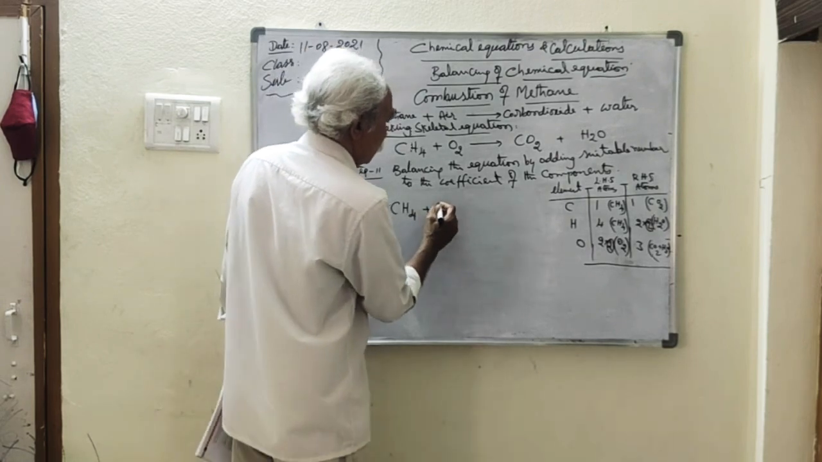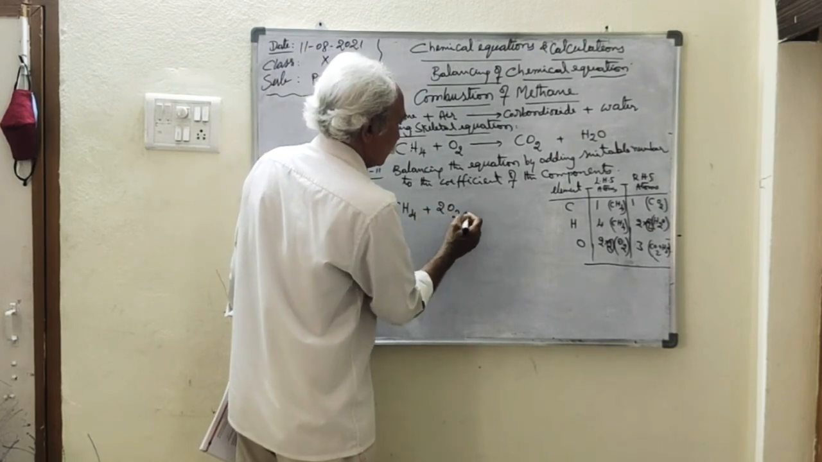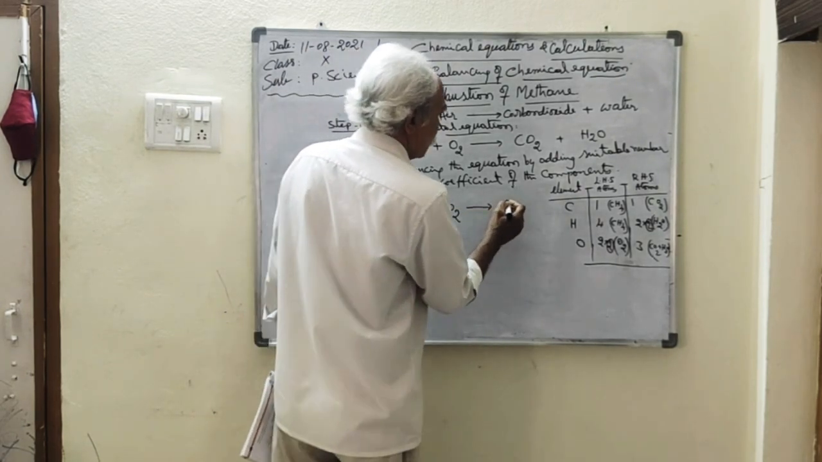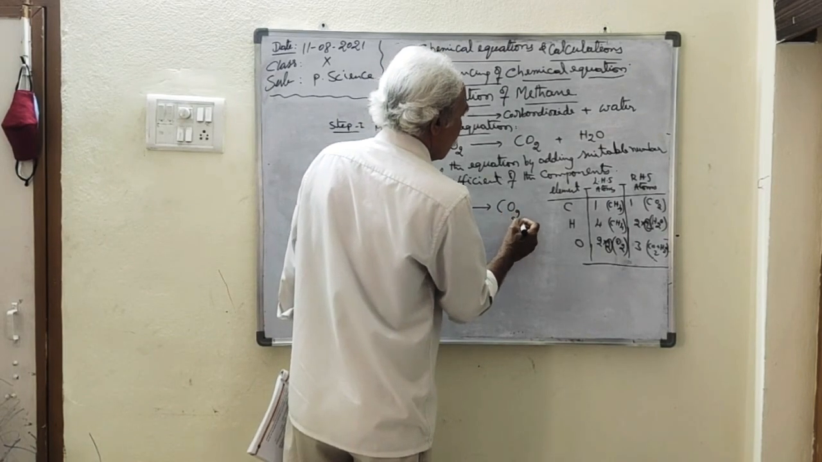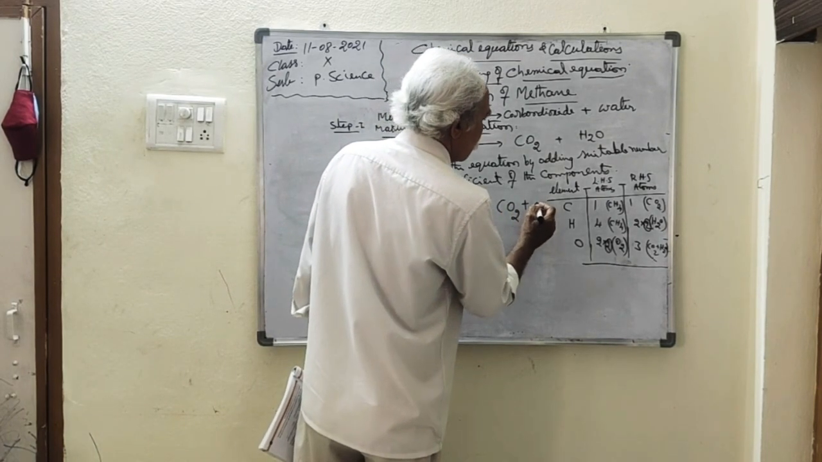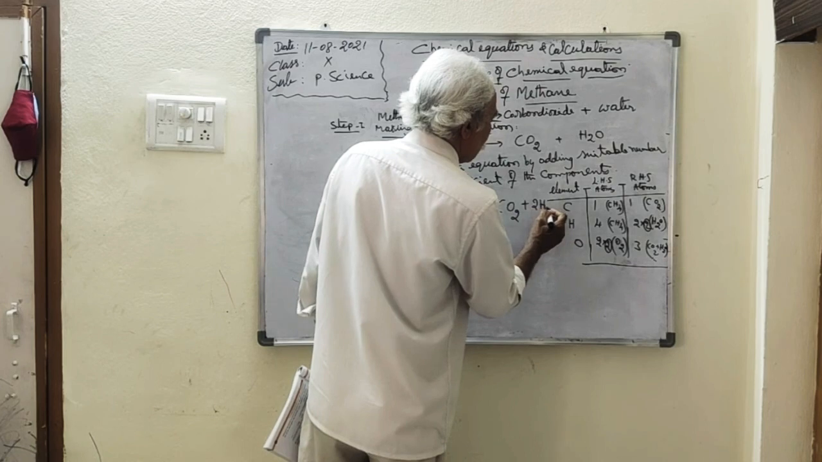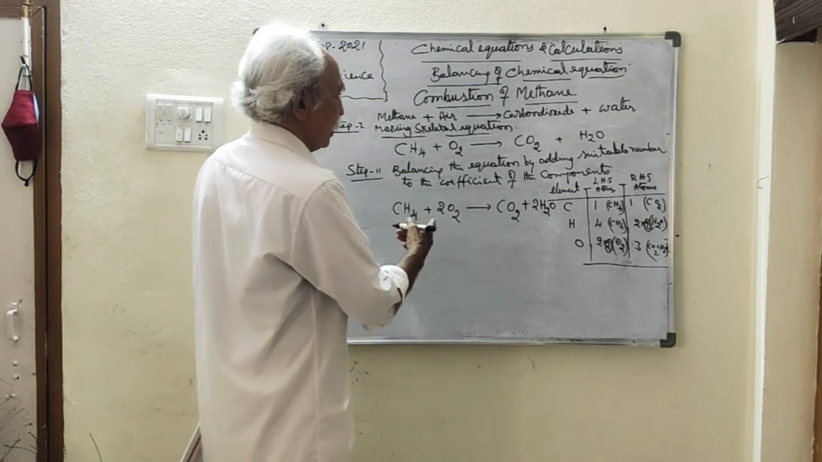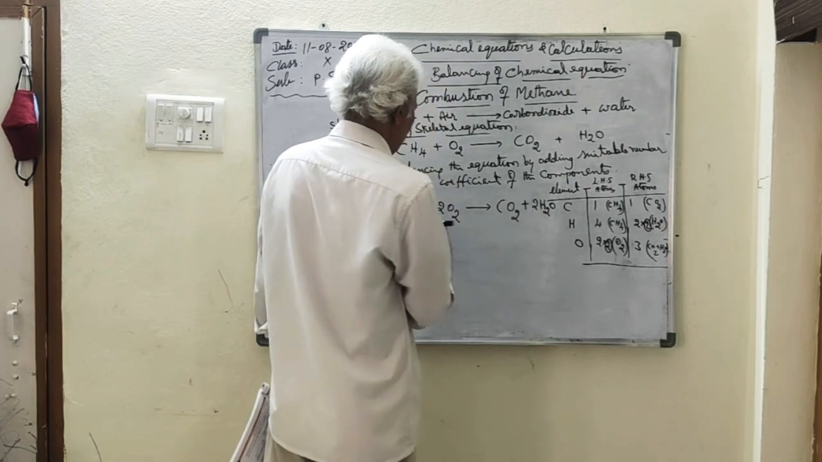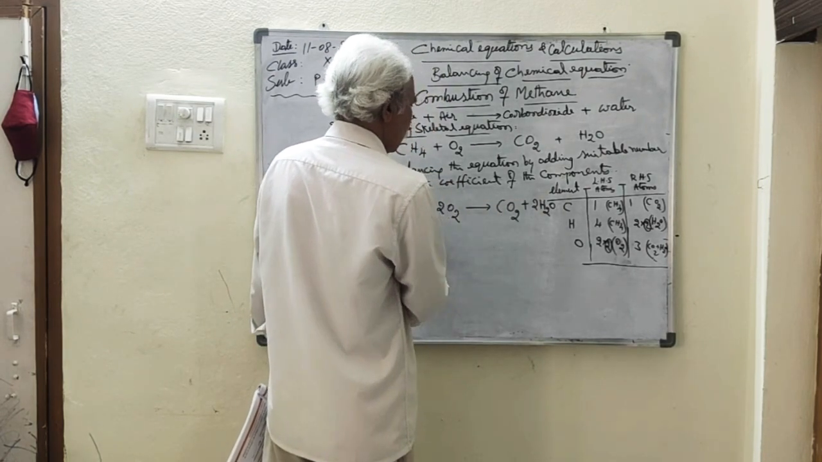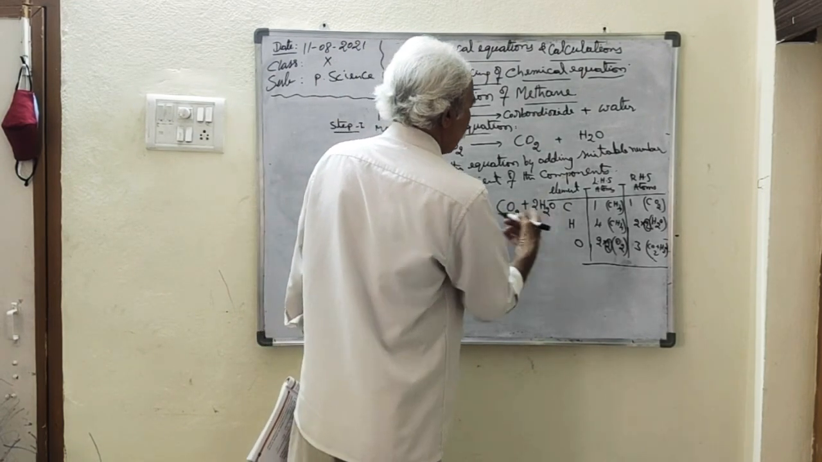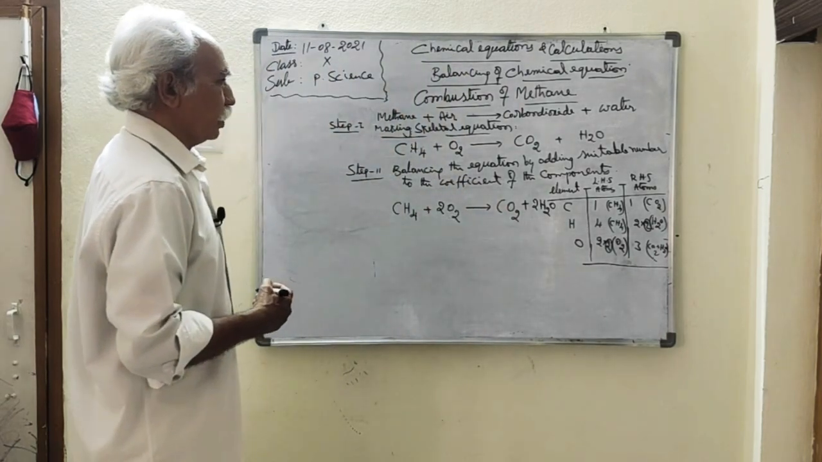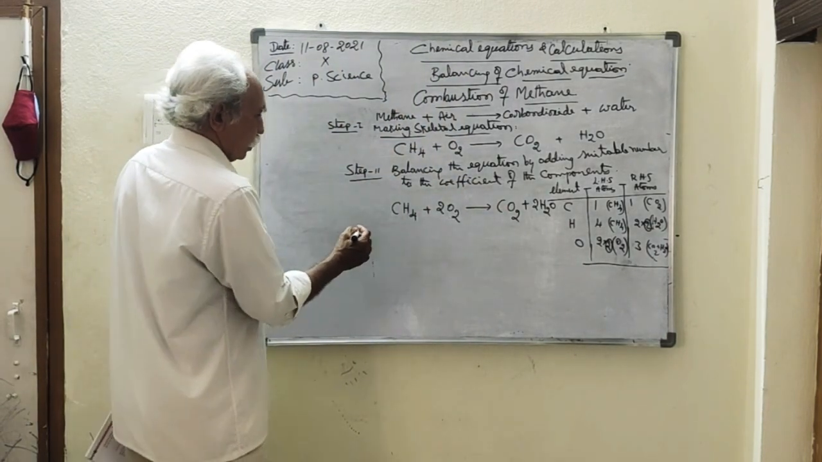plus 2O2 gives CO2 plus 2H2O. So in this equation, hydrogens are 4 and 4, carbon is 1 and 1, oxygen is 4 and 4. You say it is a balanced equation. Now, step 3.